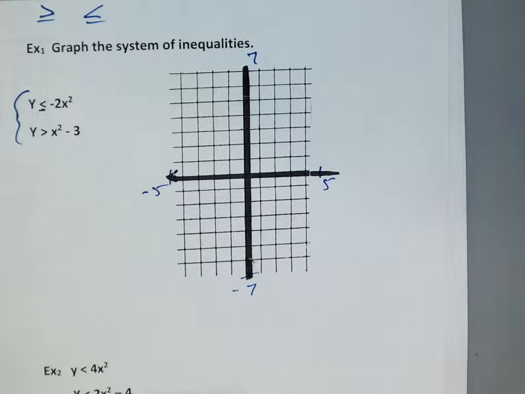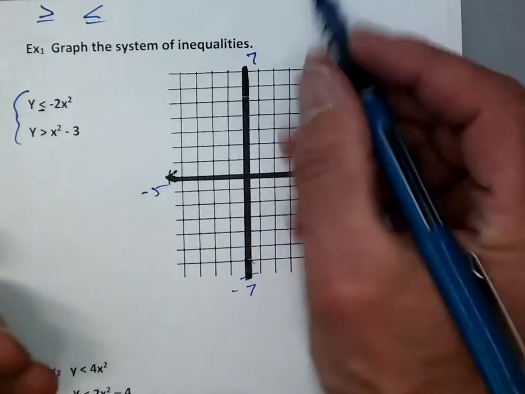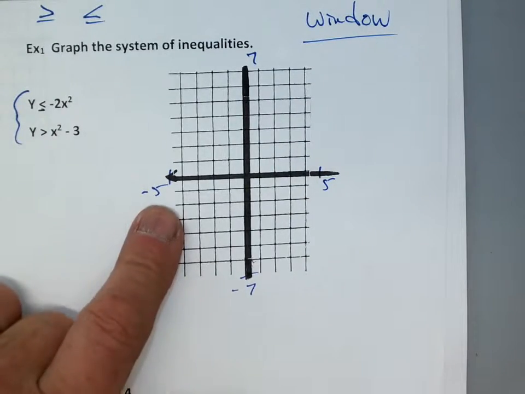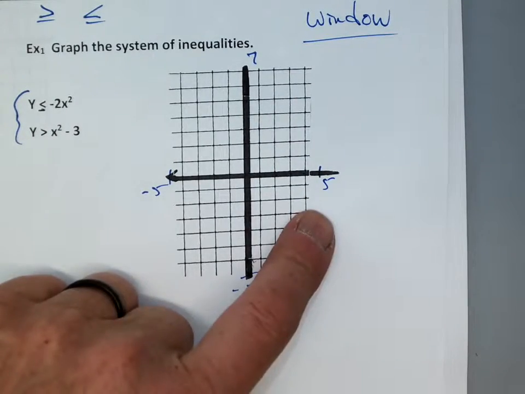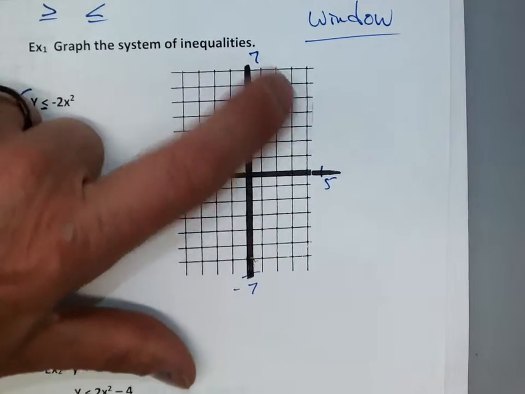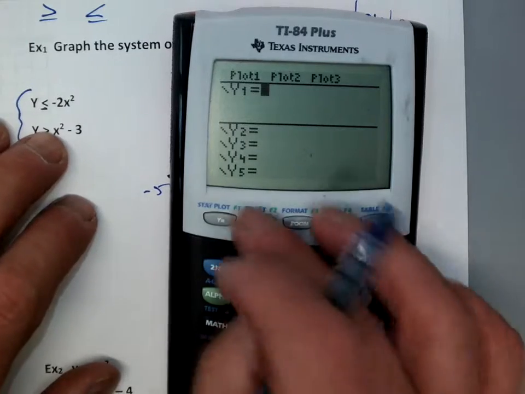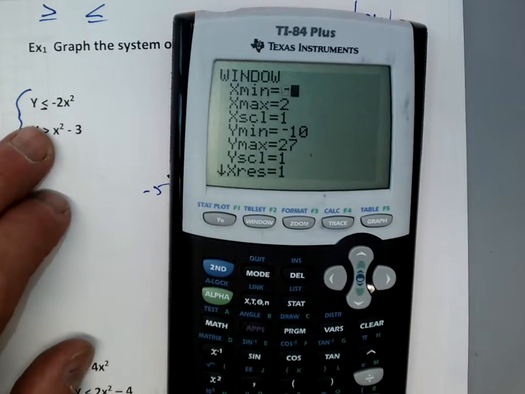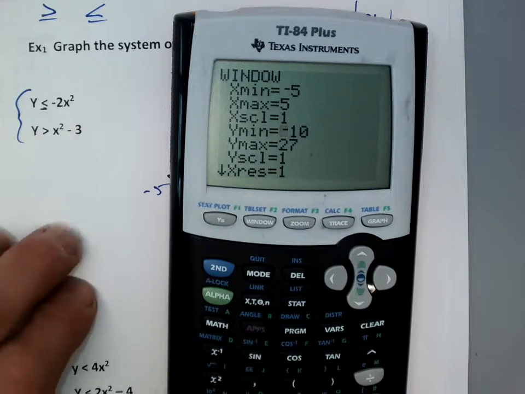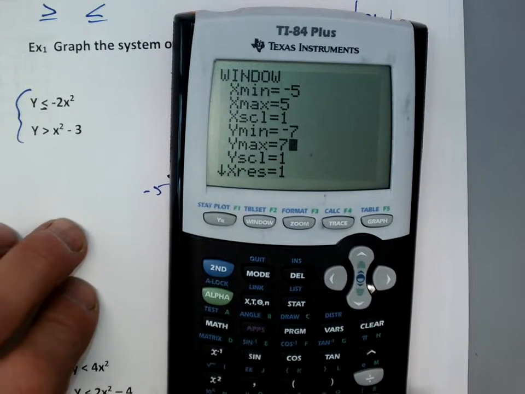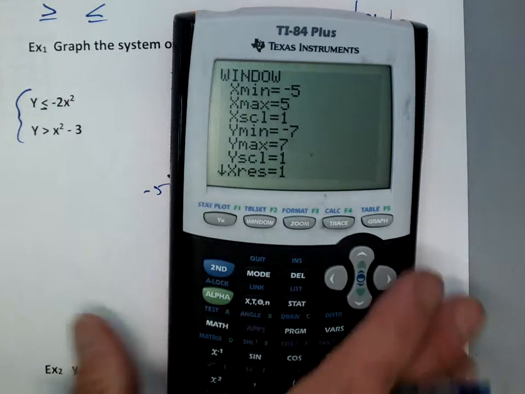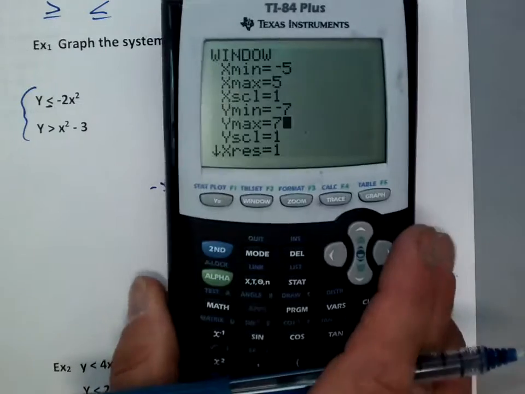Does that make sense? So let's do that. So I go to my window first. When I look at my window, I'm going from -5 to 5, scales by 1. My y's, I'm going to go from -7 to 7 and scales by 1. So that the window on my calculator is going to match the window on my graph. Okay? So far so good?